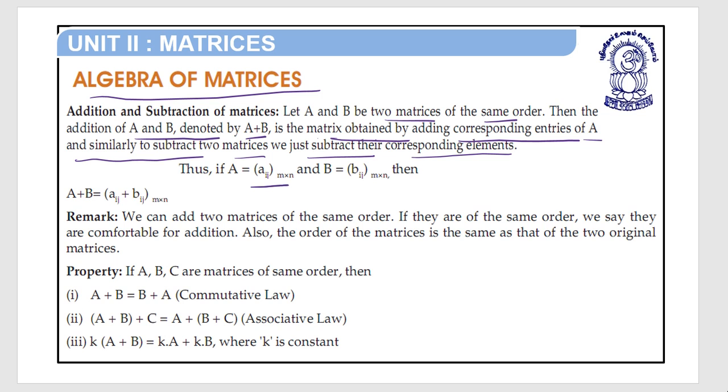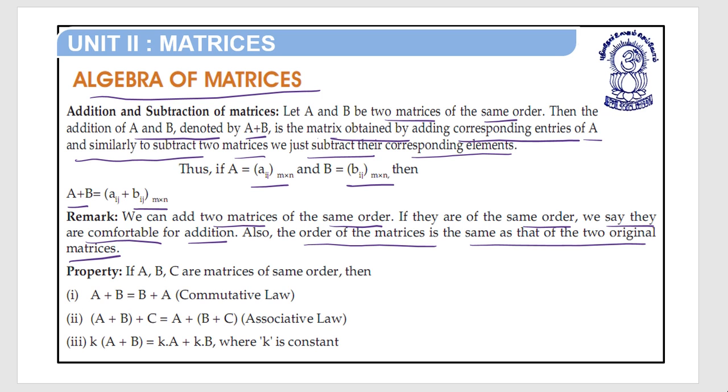If A is Aij, m by n, and B is Bij, m by n, then A plus B is the matrix with entries Aij plus Bij, m by n. We can add two matrices of the same order. So if A is 2 by 2 and B is a 2 by 2 matrix, we can add A and B. If they are of the same order, we say they are compatible for addition. Also the order of the resulting matrix is the same as that of the two original matrices.